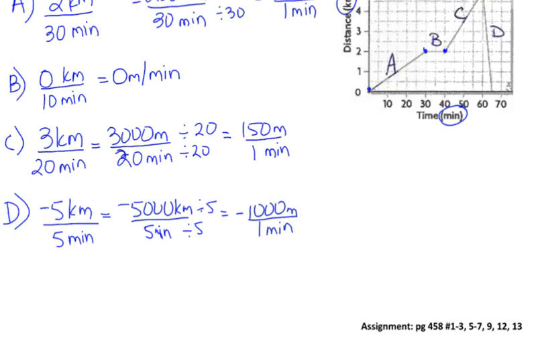Your assignments on page 458, number 1 to 3, 5 to 7, 9, 12, and 13. You've seen lots of these rates before. Just remember that unit rate, if we want to compare some things, you really want to get your denominator to be a 1. It's per 1, per hour, per minute, per day, whatever you're converting it to. Just make sure you have your denominator as a 1.